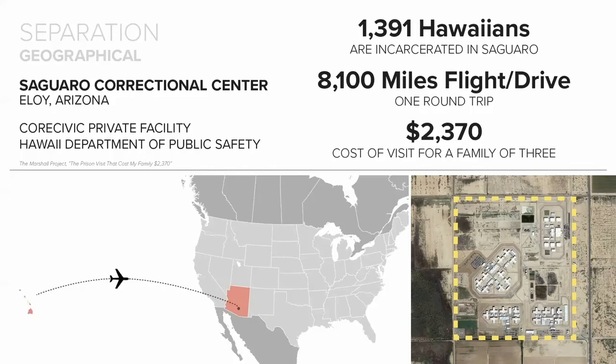To travel to Saguaro to visit a loved one is over 8,000 miles round trip, and the cost is over $2,000. Oftentimes, this can only happen 1 year at the most.